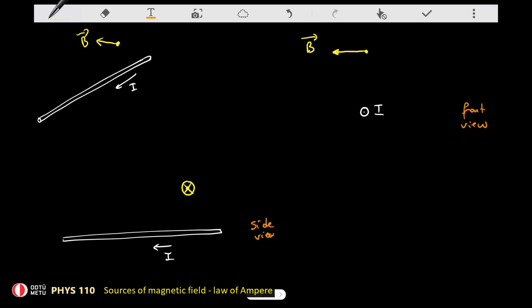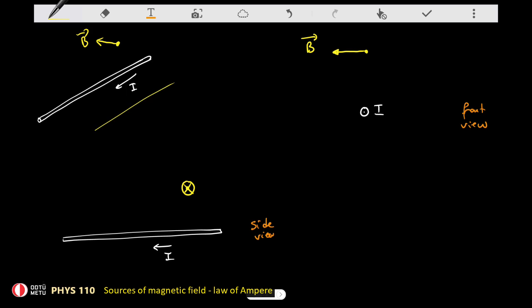Okay. How do we decide on the direction like that? Let me talk about this a little bit later. But first, let's just say something about the symmetry, right? So one of the symmetries was the translational symmetry.